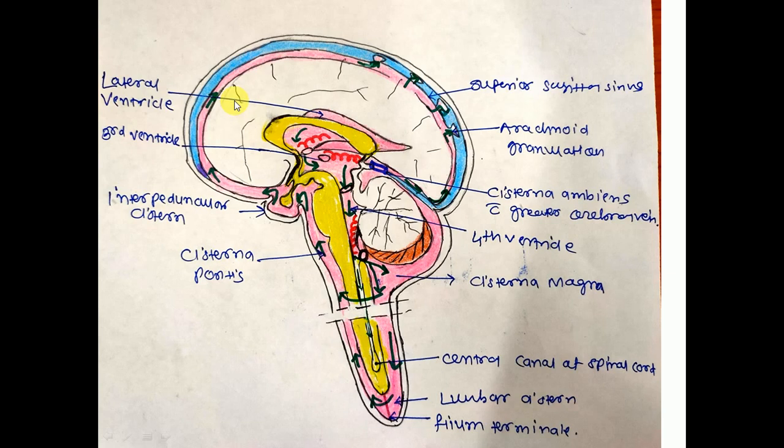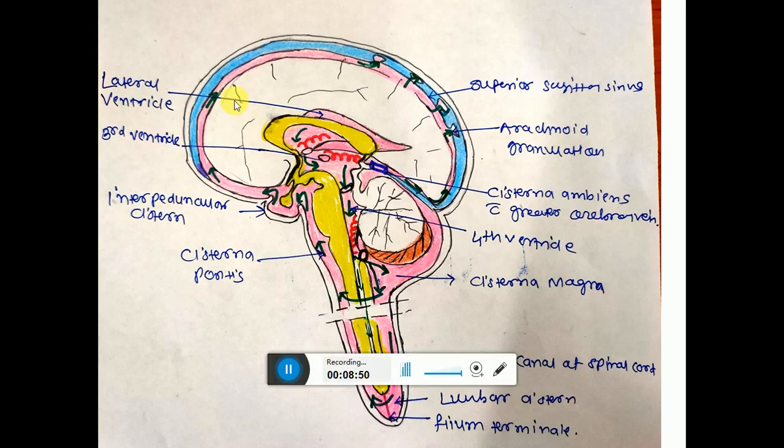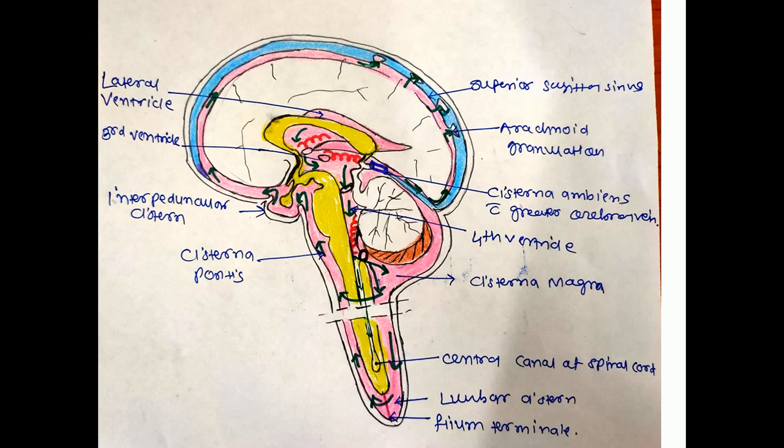Okay. So what is the function of the CSF? The main function of the CSF is to provide protection to the brain. It acts as a shock absorber. It acts as a hydraulic shock absorber. As we can see in the diagram, as the CSF lies all over the various parts of the brain and spinal cord, it provides floatiness to the brain and spinal cord.